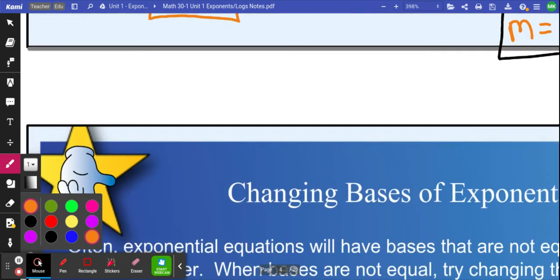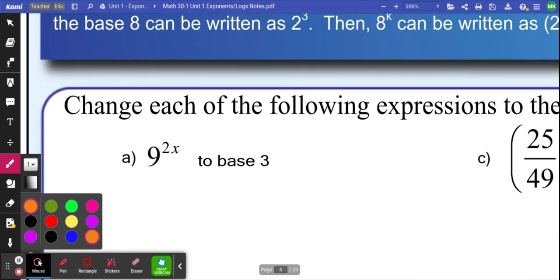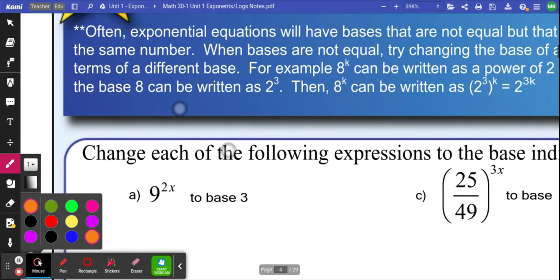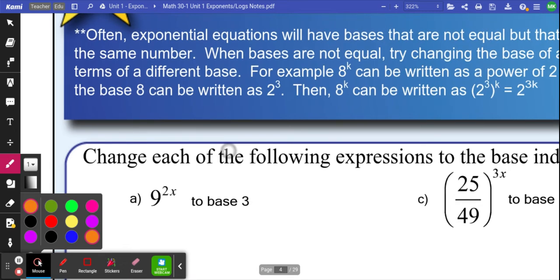Beautiful. Okay, now, if every question automatically had like bases to start, that would be fantastic. I don't think you're going to see that probably ever on a test. It's just too basic. So typically what's going to happen is you're going to get equations where the bases are different. And you have to make them the same. So we're going to talk about how you do that.